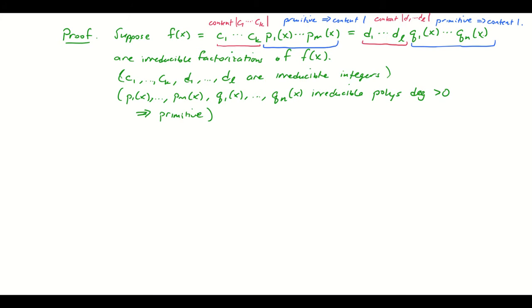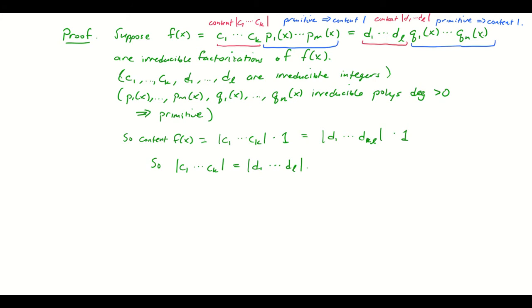And so, because I know that content is multiplicative for integer polynomials, the content of f of x is equal to, on the left side, the product of C1 through CK, absolute value, times 1. That's the content of the product of all the p's. But it's also equal to the product of D1 through DL, absolute value, times 1. And because those are the content of the same polynomial, that means that these numbers are exactly the same. The absolute values, that is, are the same.